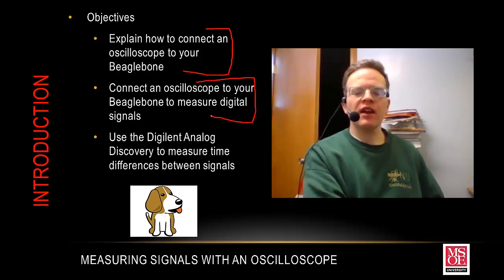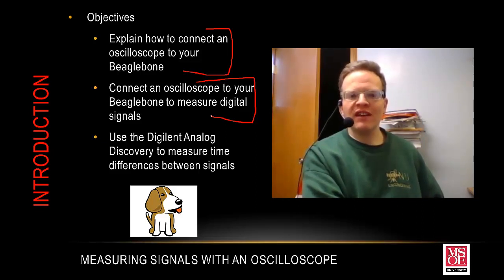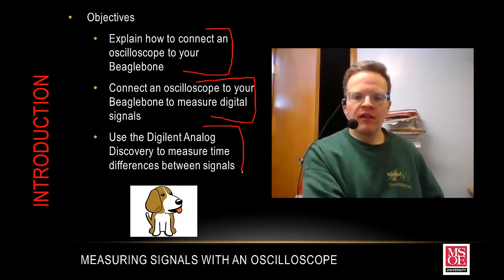In our particular case, we're going to be looking at the time difference between when a light is turned on and when a light is turned off. We're going to measure frequency, and we're going to measure the amount of time it takes, the latency, between when a button is pressed and when an LED changes. I'm going to show you those two measurements. Thus, you'll be able to use the Digilent Analog Discovery to measure time differences between signals.